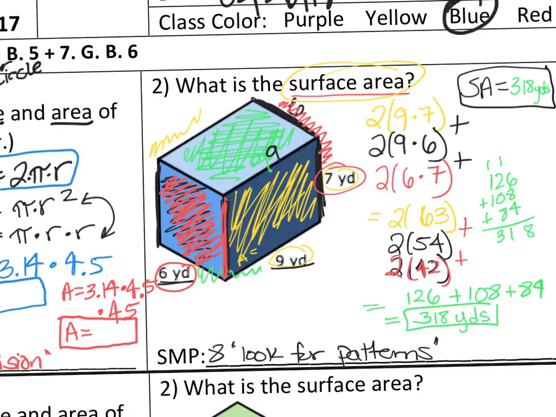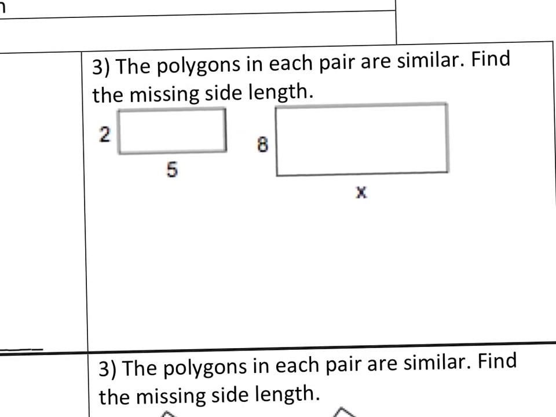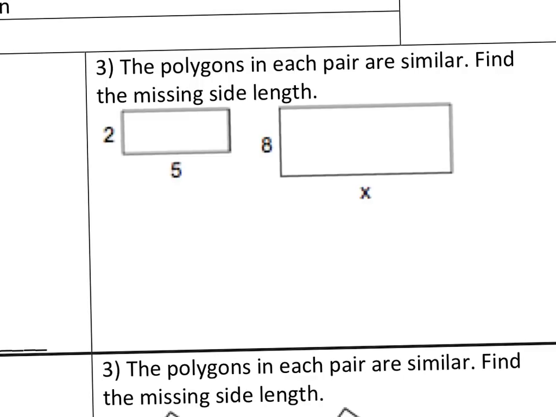Okay, number 3. Number 3 says, the polygons in each pair are similar. That is a key word right there, similar. That means they are alike, but they have a different measurement. Find the missing side length. Here, the missing side length is x.